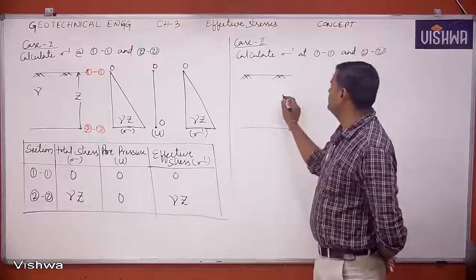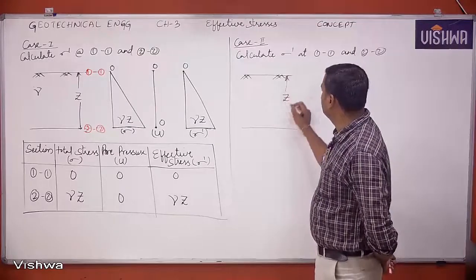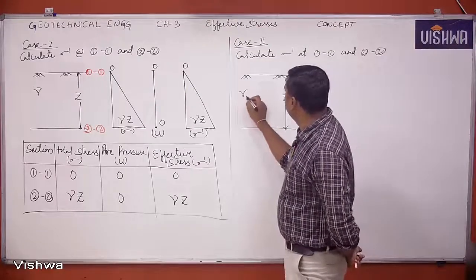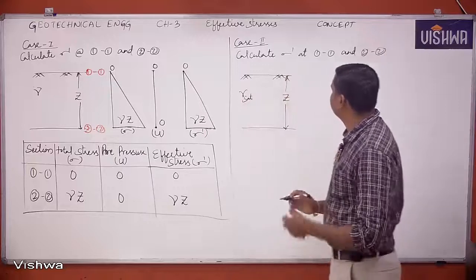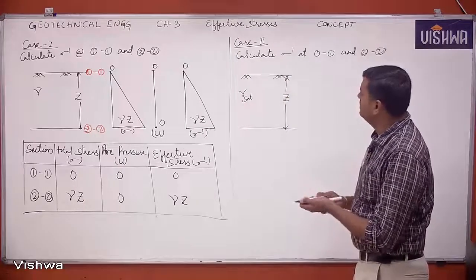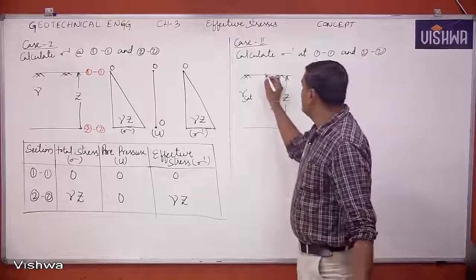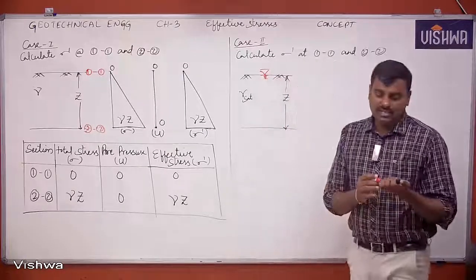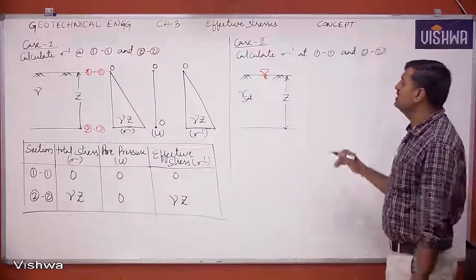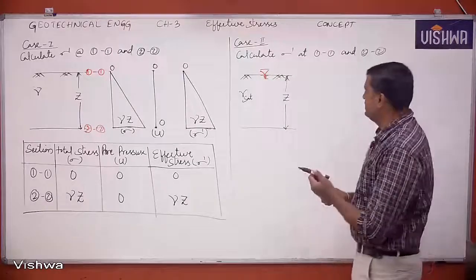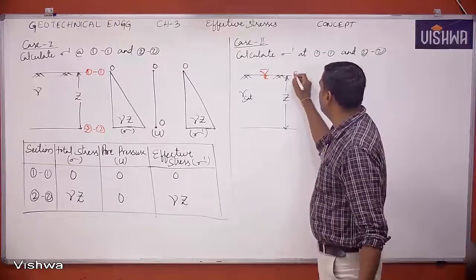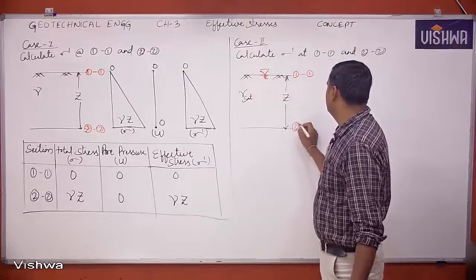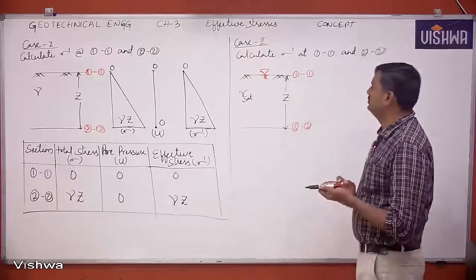Thickness of soil is once again Z. Unit weight of soil will be gamma sat. Why is it gamma sat? Since the water table exists at ground surface, that's the reason I have taken gamma sat. This I'll take as plane 1 and this as plane 2.